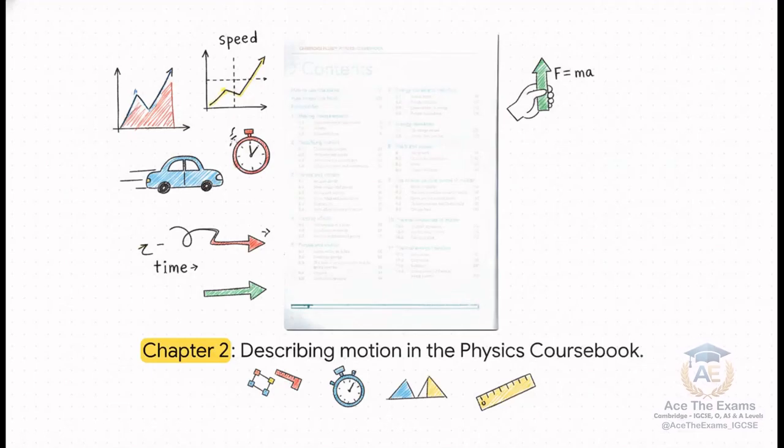And that brings us right back to the master syllabus. If you look at Chapter 2 of the Cambridge IGCSE Physics coursebook on describing motion, you'll see exactly where this fits. We're talking about understanding speed, interpreting distance-time graphs, grasping acceleration, and calculating both of them.